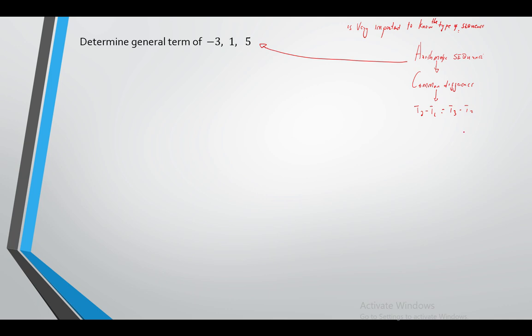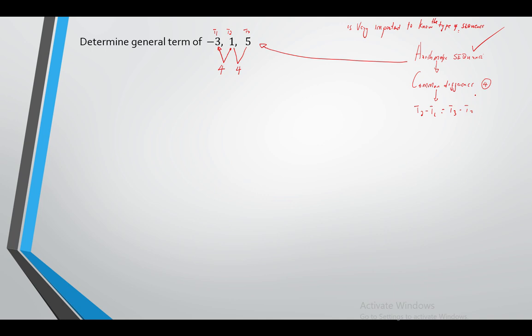Is term 2 minus term 1 equal to term 3 minus term 2? My term 2 here is 1. My term 1 is minus 3. So 1 minus minus 3, you'll get 4. If you subtract term 1 from term 2, you'll get 4. And then if you subtract term 2 from term 3, you will get 4. So this sequence is arithmetic because it has a common difference, which is 4. I'm hoping that you are getting this.